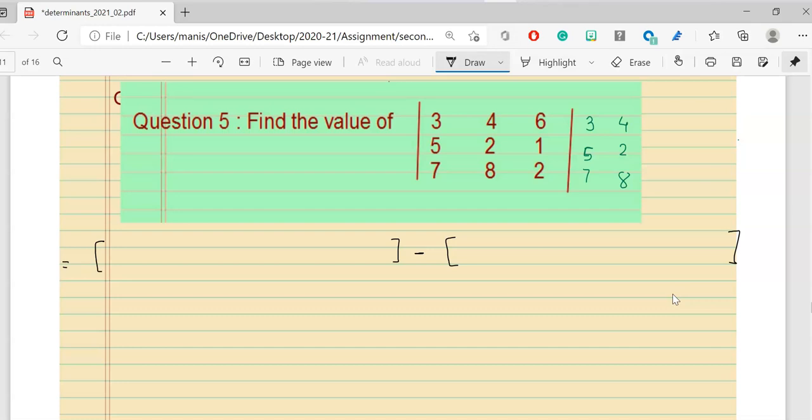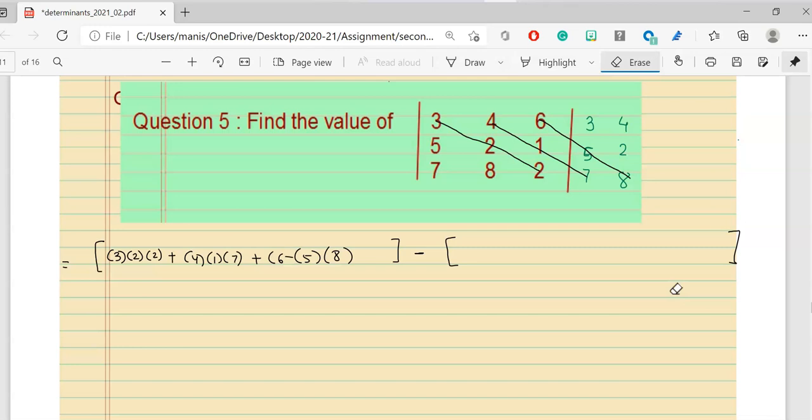I will start from this, so I will have this first. I will go diagonally like this. 3 times 2 times 2, plus sign, and I will go with the second one over here. 4 times 1 times 7, then I will go with my third one over here, 6, 5 and 8, plus sign, 6 times 5 times 8. So I'm done with this. I will erase this part because it is overlapping, so it is only your 6. Now after this, I will change the color over here.